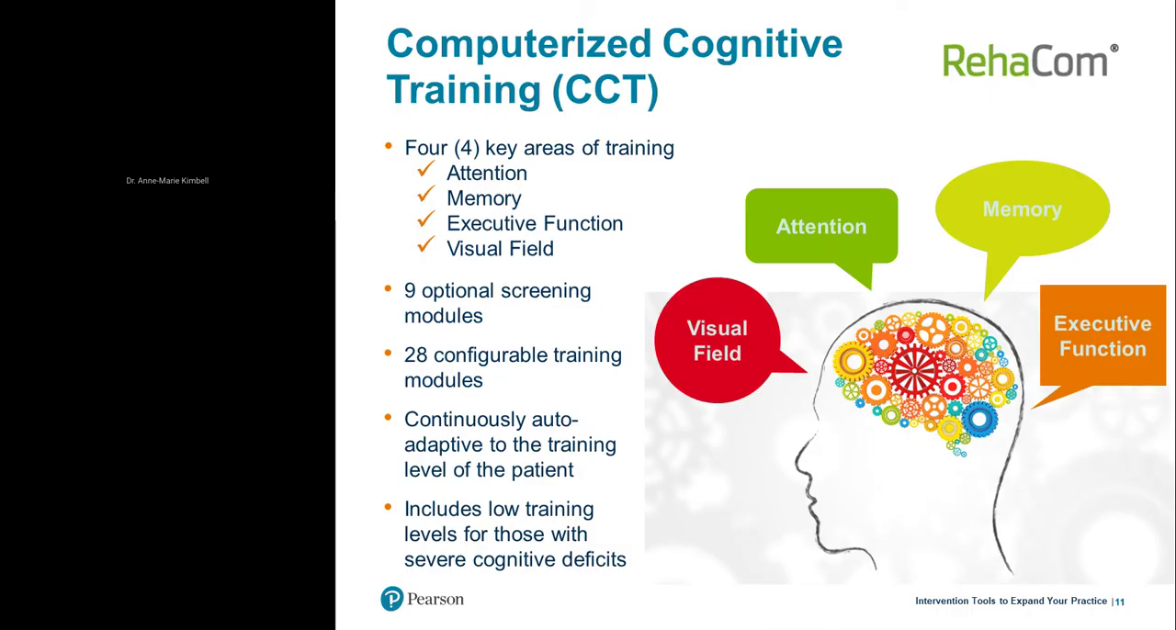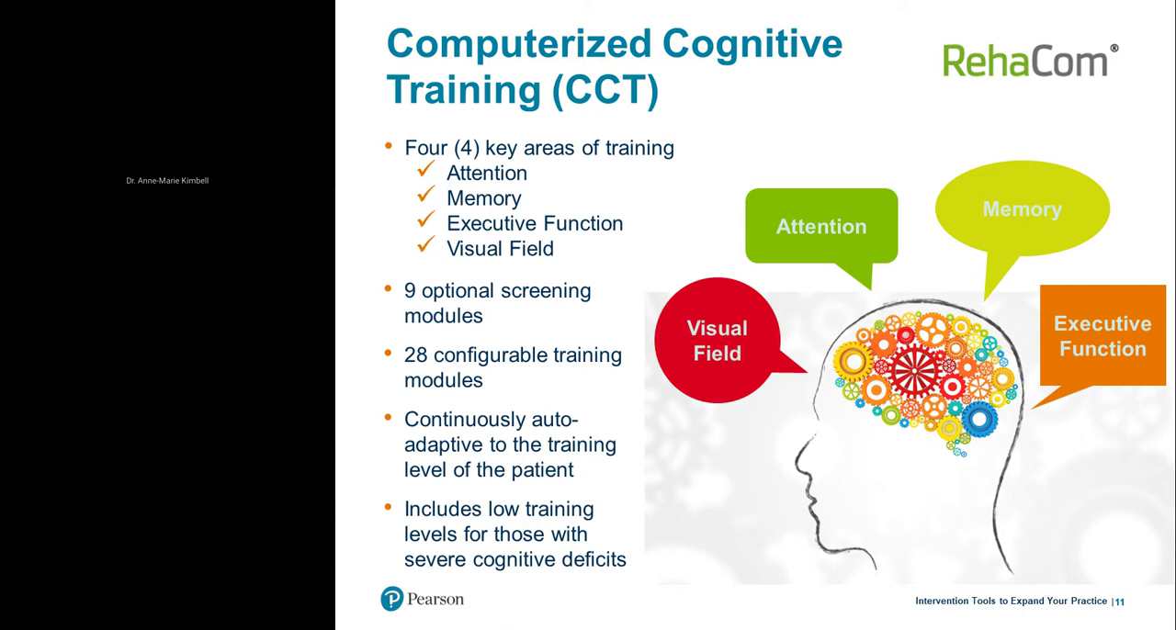Targeted cognitive rehab, as we talked about, is an essential tool in the rehab process. RehaCom addresses 4 core areas of training: attention, memory, executive function, and visual field. RehaCom has 9 optional screening modules that can be used prior to beginning therapy to suggest areas of impairment and highlight intact functions. The therapy plan is then created to meet the specific needs of the client, targeting specific goals with the client to ensure their best chance of success.